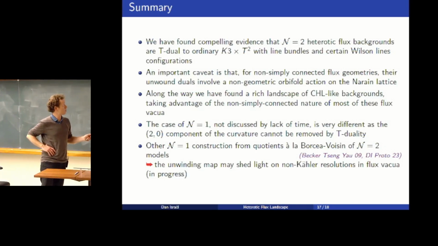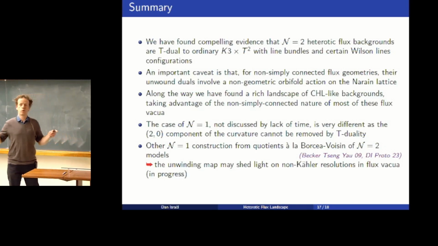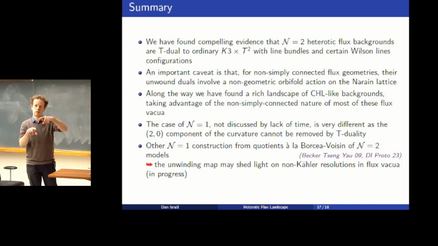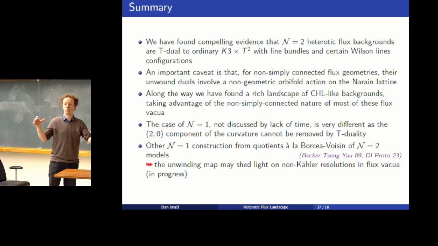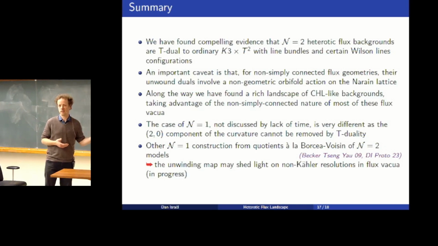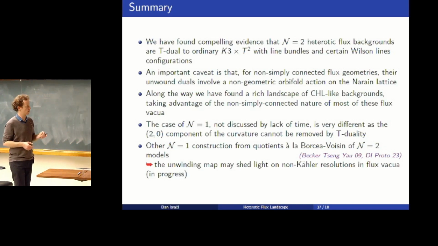And there are also ways to construct n=1 by taking quotient of the T2 fibration over K3, which are like Borcea-Voisin Calabi-Yau threefold. And what's nice with the unwinding duality is that we may find a way to understand how to resolve those singularities without being in the non-Kähler context that we don't really handle very well.